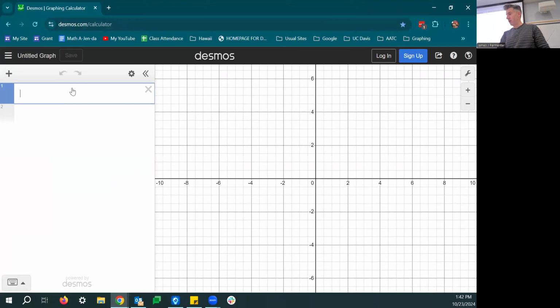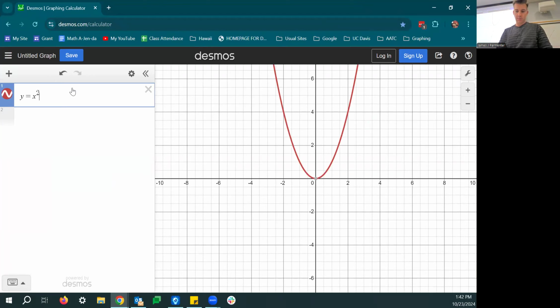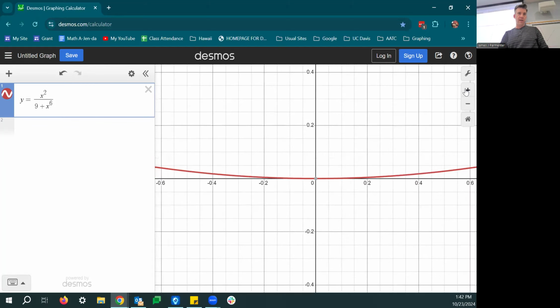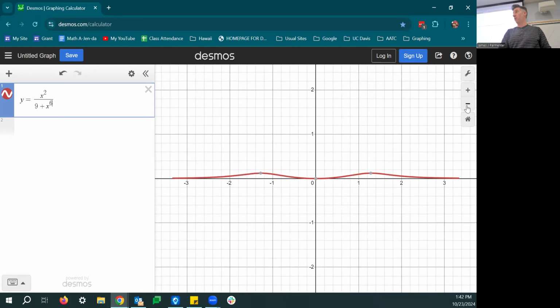So we have x squared over 9 plus x to the 6th. And it's super shallow, but if you look at it, you can definitely see the even symmetry. It's doing the same thing on the right and the left.